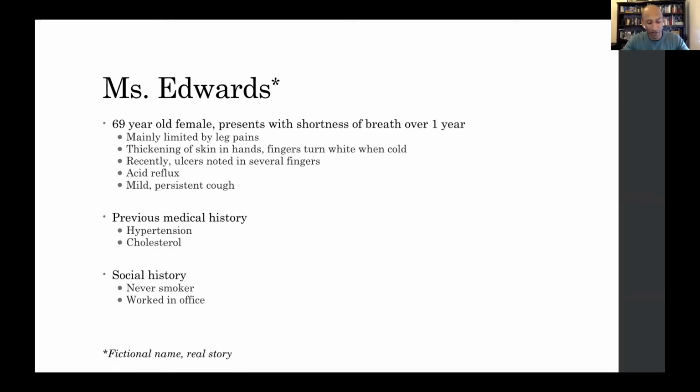This might sound very familiar to some of you. Now, recently, she actually noticed some ulceration in her fingers. Some of them were actually open and looked infected. She also had some heartburn or acid reflux, and along with that had a mild persistent cough. Previous medical history, she wasn't diagnosed with a whole lot. She was treated for blood pressure, treated with cholesterol. She's never smoked, and she used to work in an office, but she's not working anymore. Next slide, please.